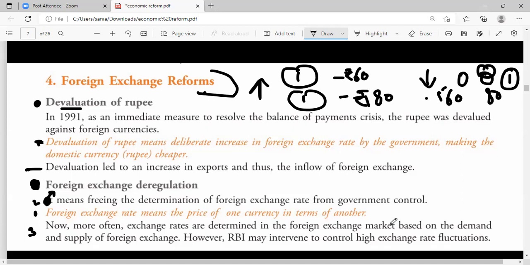Here you will write four points. First, devaluation of rupees. Second point, and then you will write foreign exchange rate, deregulation. First point, second point, and third point. Okay. Okay, ma'am.